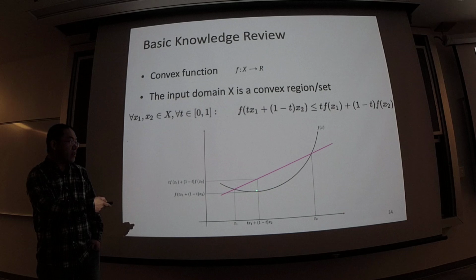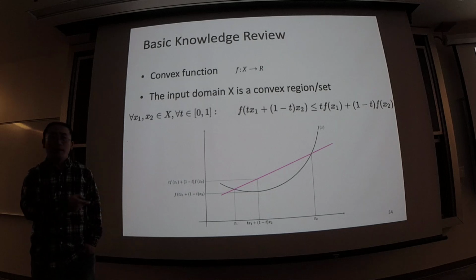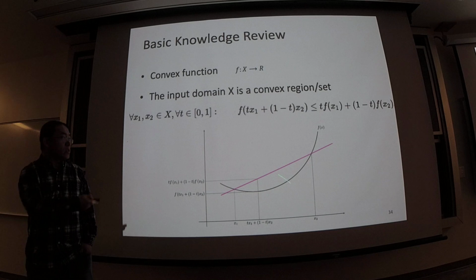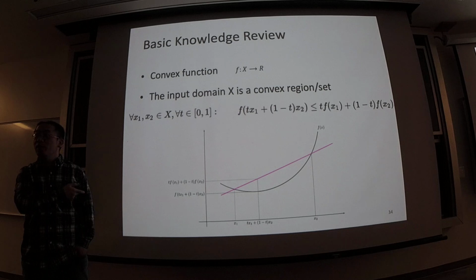So you can say, obviously, the function value at the combination of the inputs is less than or equal to the combination of the function values. You can choose arbitrary 2 points for this function. You can always find this result. So any question regarding this definition? Or is everyone familiar with this? Is everyone comfortable with this?